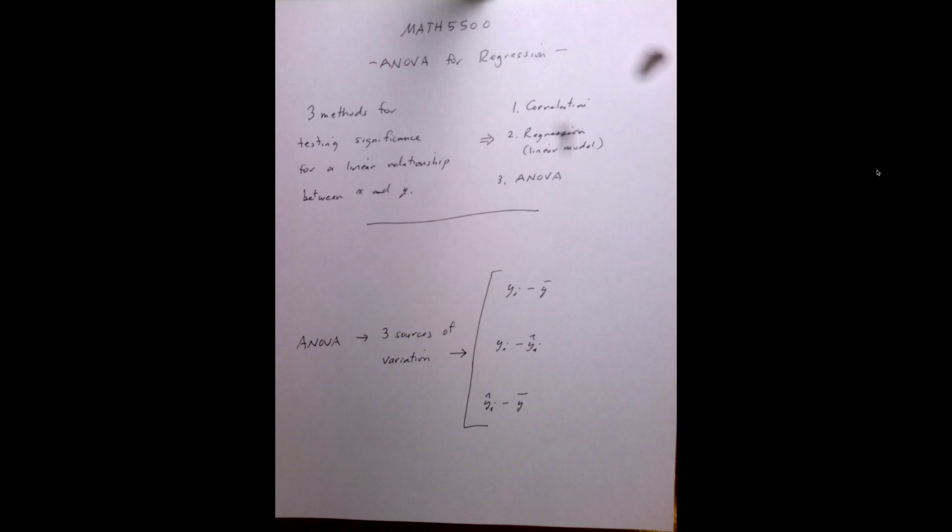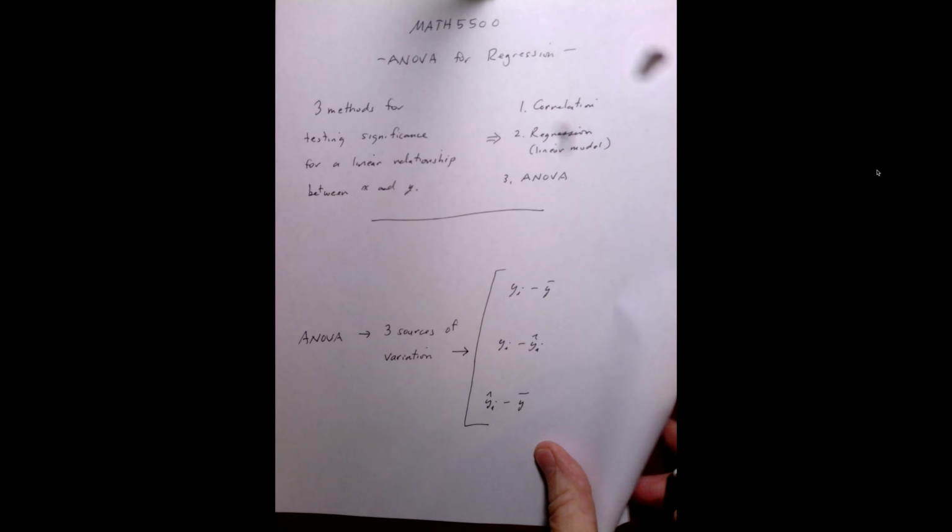And the third thing we're going to do today, of course, is Anova. This is an acronym for analysis of variance. So for Anova for regression, we examine three sources of variation. We examine what we call a total variation, which is the difference between the observed y's and the mean. We look at an error variation, which is the difference between the observed and the predicted. And then we look at what we call a regression, which is the predicted minus the mean.